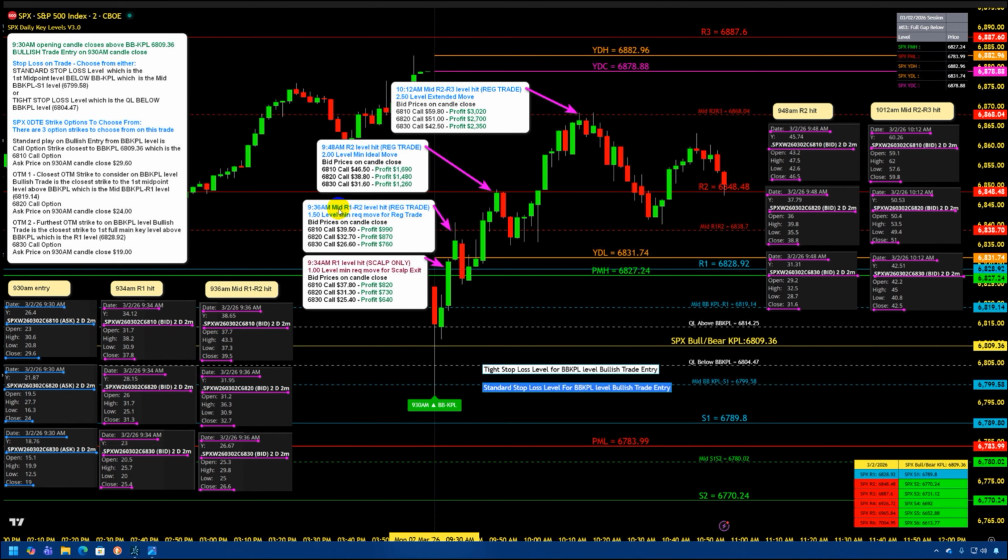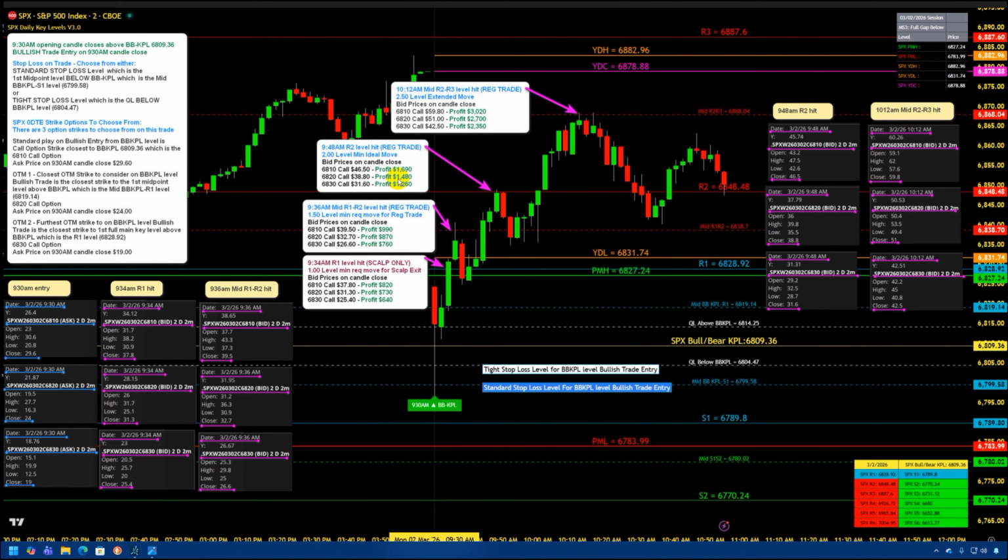So on this 9:36 a.m. candle here, we have the hit of the mid R1, R2 level. That is a 1.5 level move. So we have a 1 level here, moved to R1. And then mid R1, R2 is another half level. So that's the 1.5 level move in your favor. So that is the minimum required threshold for a regular trade, whereas the ideal minimum move for a regular trade is going to be the 2-level move in your favor.